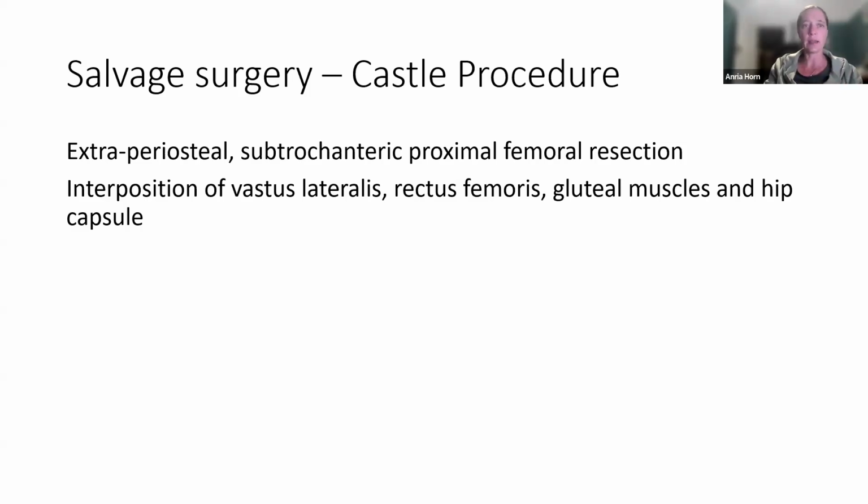The importance of the extraperiosteal dissection is to decrease the rate of heterotopic ossification, because the osseous bleeding from the subperiosteal space just increases that risk. And then it's an interposition arthroplasty to a certain degree. So you take whatever muscle you can find, vastus, rectus, glutes, and the hip capsule, and you interpose it between the femoral stump and the acetabulum.